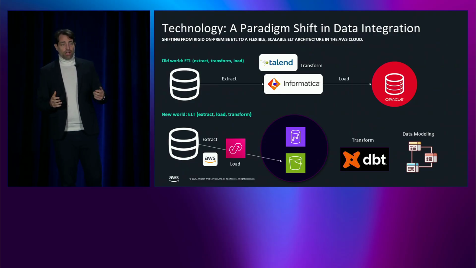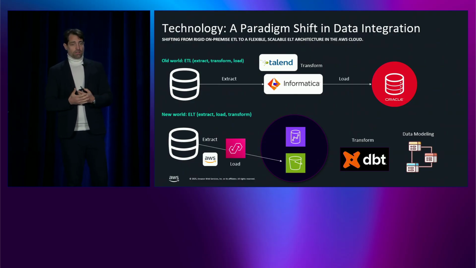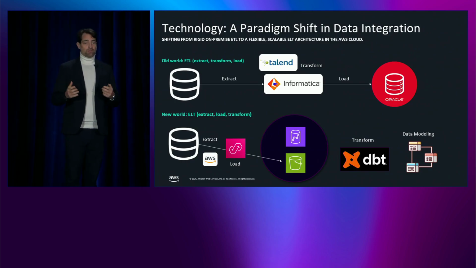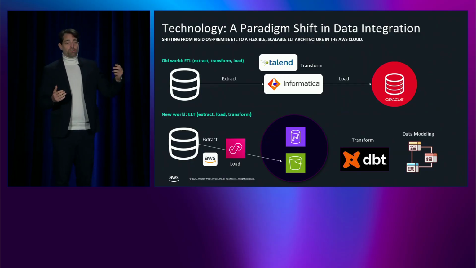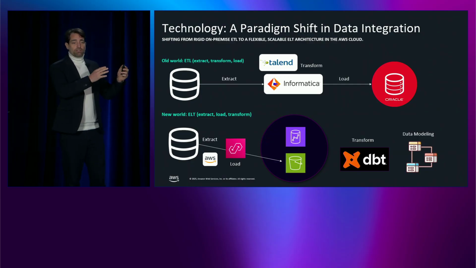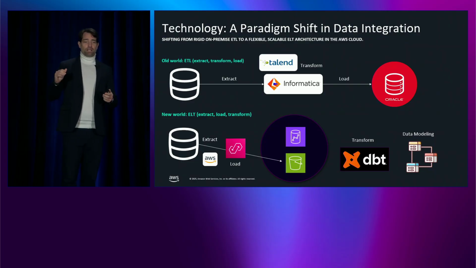But AWS and the cloud completely changed that economics. S3 is cheap, and Redshift, massive compute available to you. So we switched the principles from ETL to ELT, staging all our data in S3, processing it with Redshift.